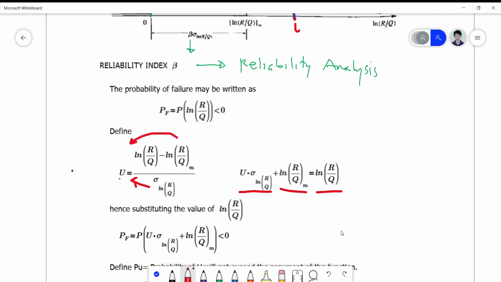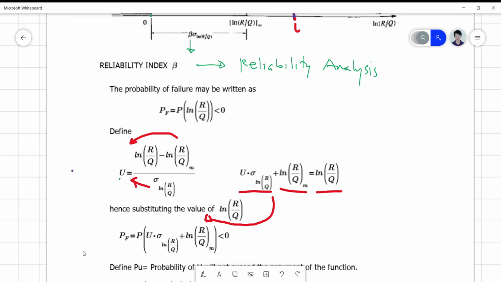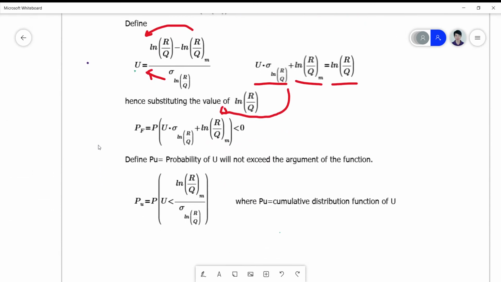So hence substituting now this in terms of these two expressions here, we just insert it here. So Pf is simply P of this one. Okay, so we now have a different expression, but it's still the same in terms of the logarithmic argument ln R over Q. Okay, so this is now our argument. So how do I come up with this? Because this is a shortcut.